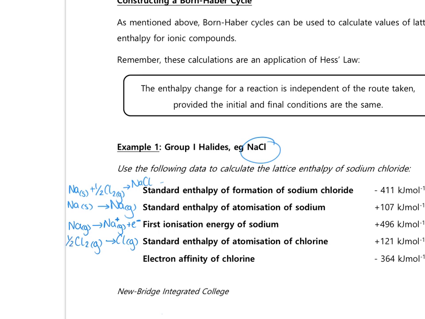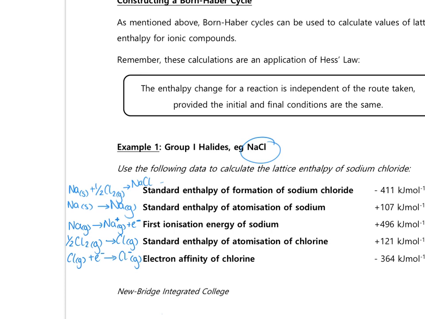Finally, the electron affinity of chlorine. That's the enthalpy change when 1 mole of gaseous atoms is converted into gaseous ions with a single negative charge. It's kind of like first ionization energy, but the opposite way around. So we're going from 1 mole of gaseous atoms and converting it to 1 mole of gaseous ions with a single negative charge, and how we do that is we gain an electron.